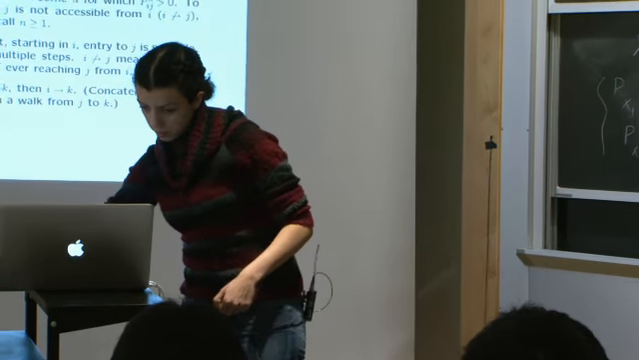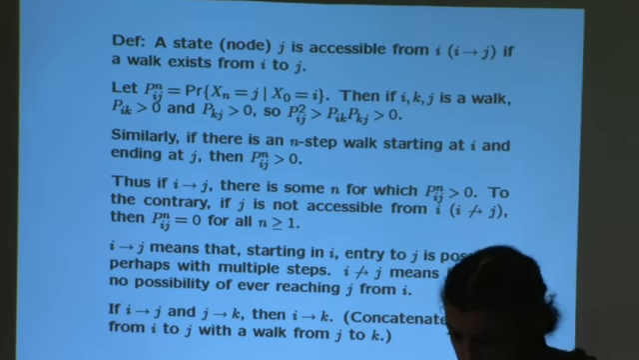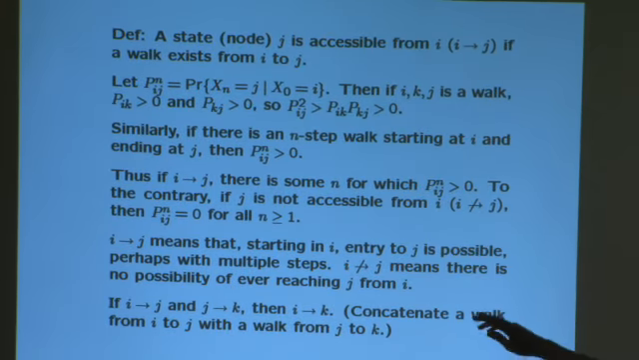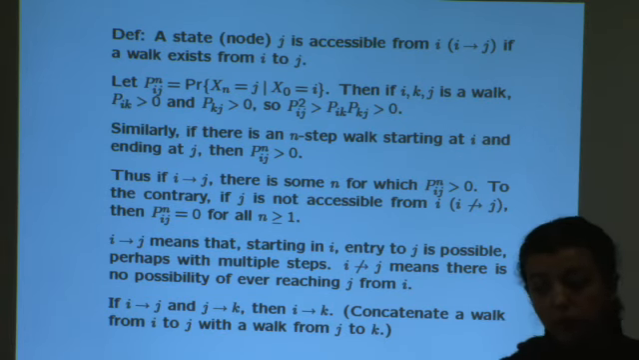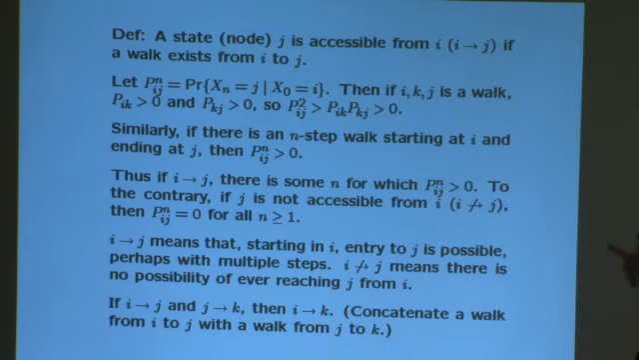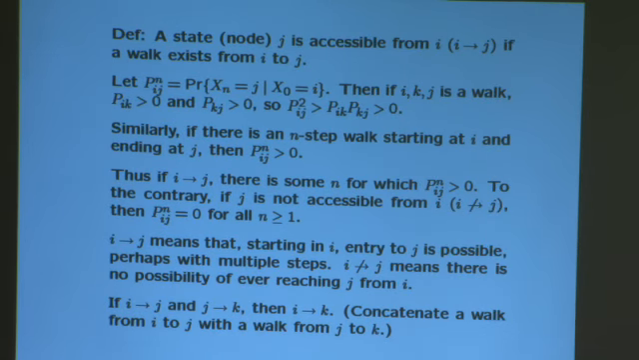So let's go back to these definitions. This is what I said, and I'm emphasizing again. If you want to say that j is not accessible from i, you should have P_ij^n equal to 0 for all n.